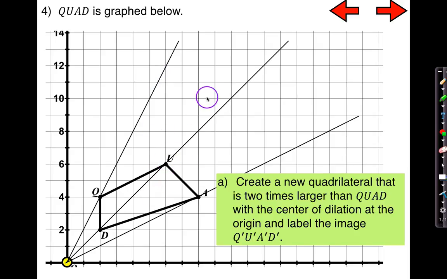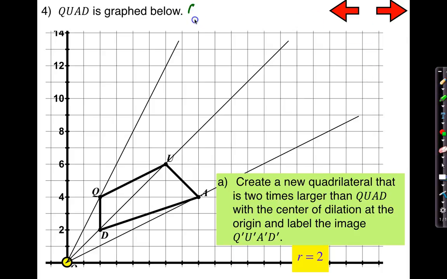line. U and U prime should be on the line. D and D prime should be on the same line. And A prime should be on the same line. So keep that in mind. And because they want it to be 2 times larger, the scale factor is 2. So a good way to start is to first identify the different ordered pairs so that we can go ahead and just double them in order to find the new ordered pair.